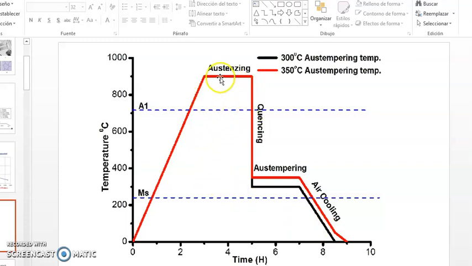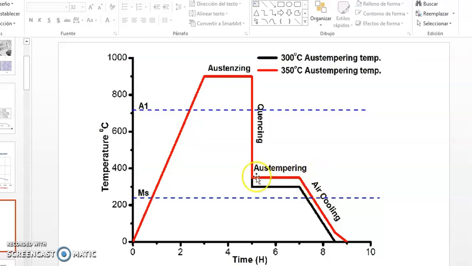In tempering, we have two sections, the austenizing and the austempering. In steel, austenizing is to heat the sample close to the melting point, more or less 900 Celsius. And austempering is to retain or hold the cooling around 350 to 400 Celsius degrees.